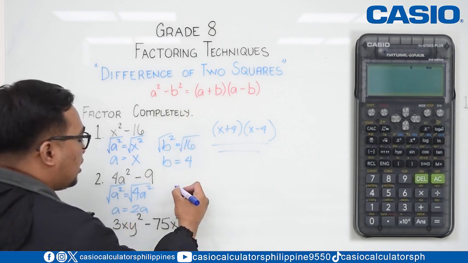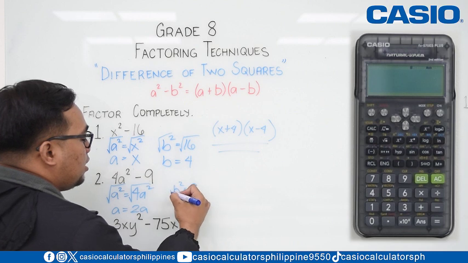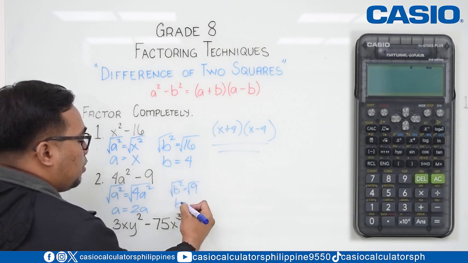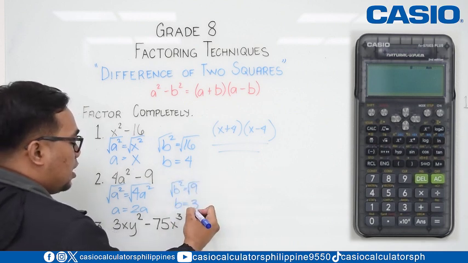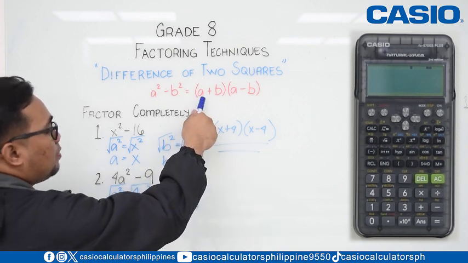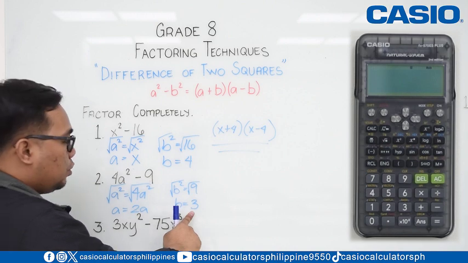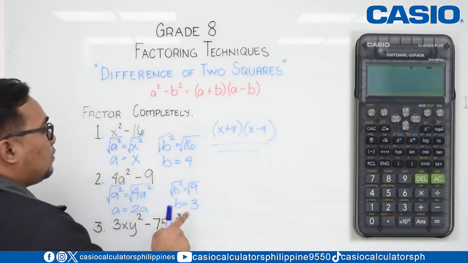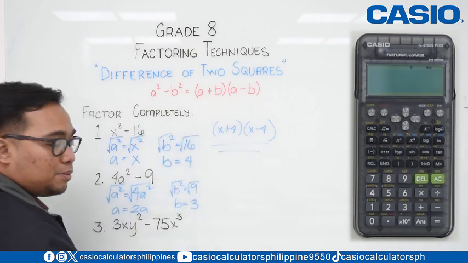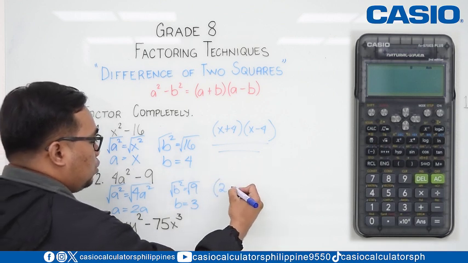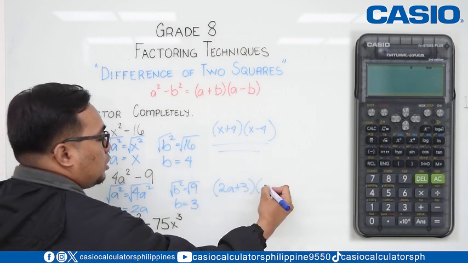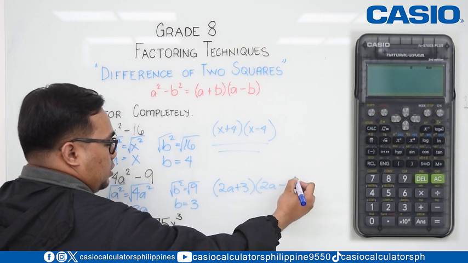Then we have the second term, b squared is equal to 9. We get the square root of 9, which is 3. So therefore, the first term here will be 2a, and the second term will be 3. If we substitute these values into our general special product, then that will be 2a plus 3 multiplied by 2a minus 3.